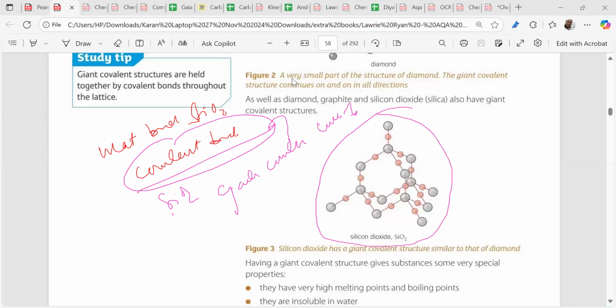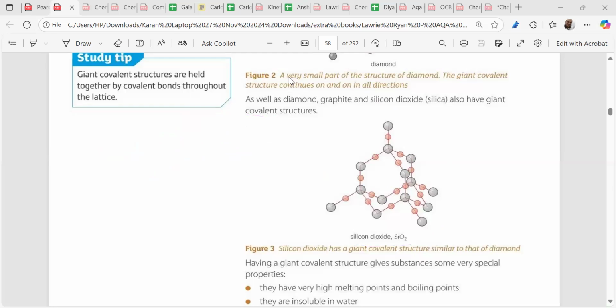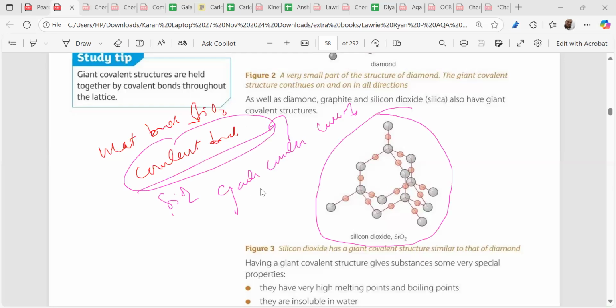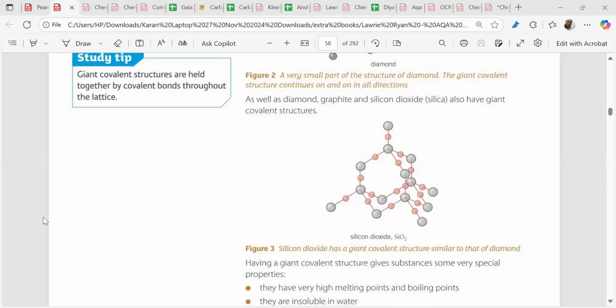So this was all about it, and since it has a gigantic covalent lattice structure, it will have a very high melting point and boiling point. This is a very important portion. So this was all about the important portion of the gigantic covalent structures and the allotropes of carbon, and finally silica, SiO2.